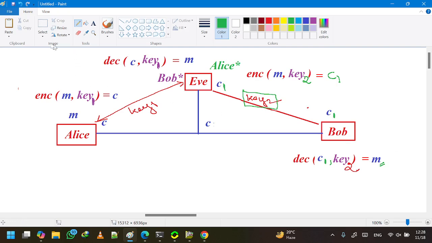So the confidentiality is lost. This happened because of this vulnerability: somebody came here and claimed to be Bob, and Alice believed him. And also, Evil Eve came to Bob and said, "My name is Alice." So Bob believed him and performed Diffie-Hellman.